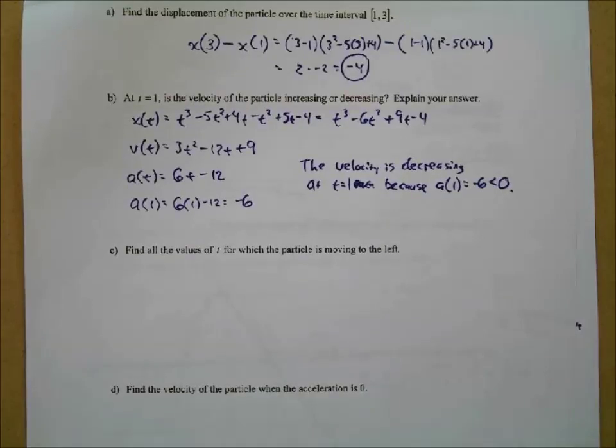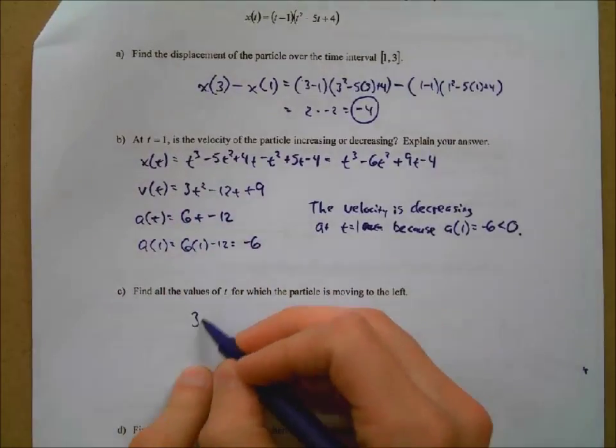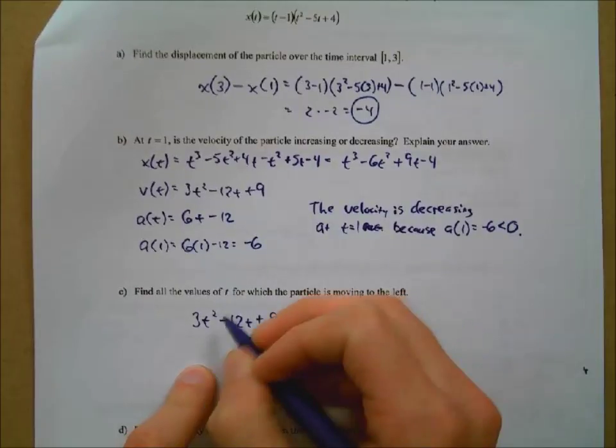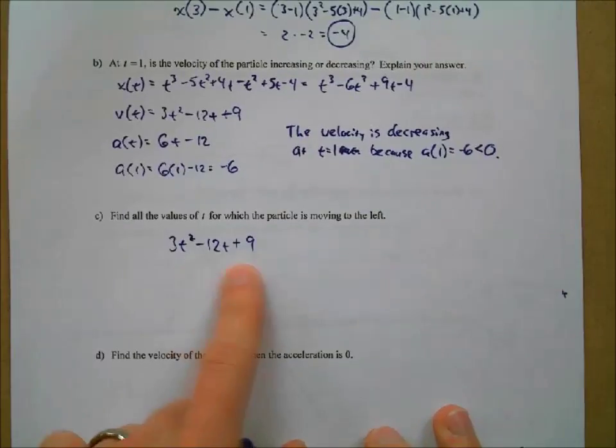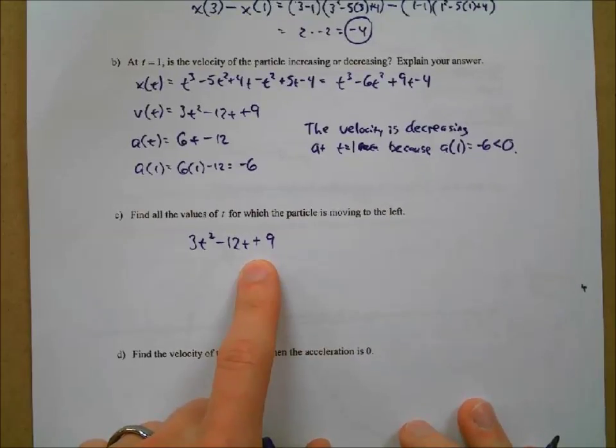All right, letter C: find all values of t for which the particle is moving to the left. What do we use to determine if the particle is moving to the left? Velocity, specifically when the velocity is negative. We already have the velocity calculated right here: 3t squared minus 12t plus 9. How can I represent that I want to know when this is negative? Less than 0. We're going to use an inequality here.